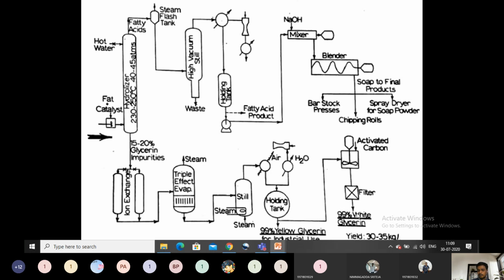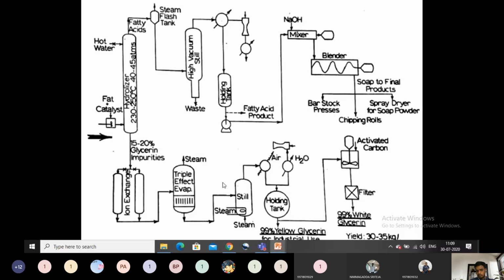So this is a natural glycerin manufacturing process. In this flow sheet, there are three steps. The first one is the tank, hydrolyzer, high vacuum still, and holding tank, which is called fat splitting, nothing but the hydrolysis step. This is the saponification step: mixer, blender, and this soap manufacturing is called the saponification process to synthesize soap.